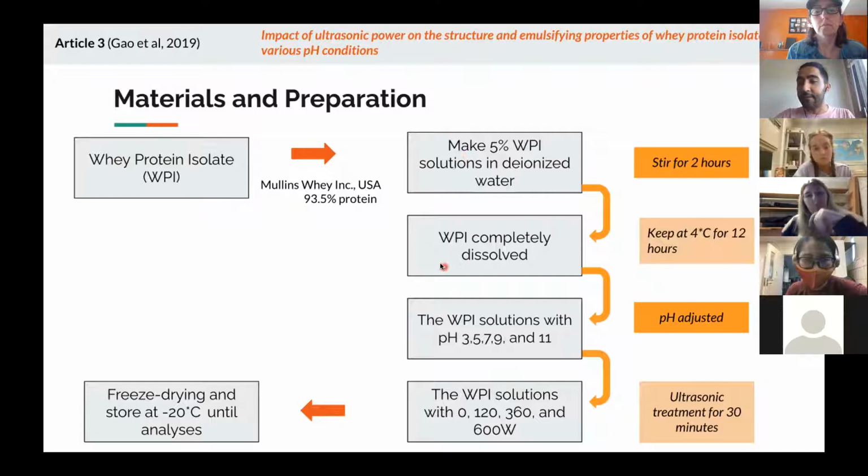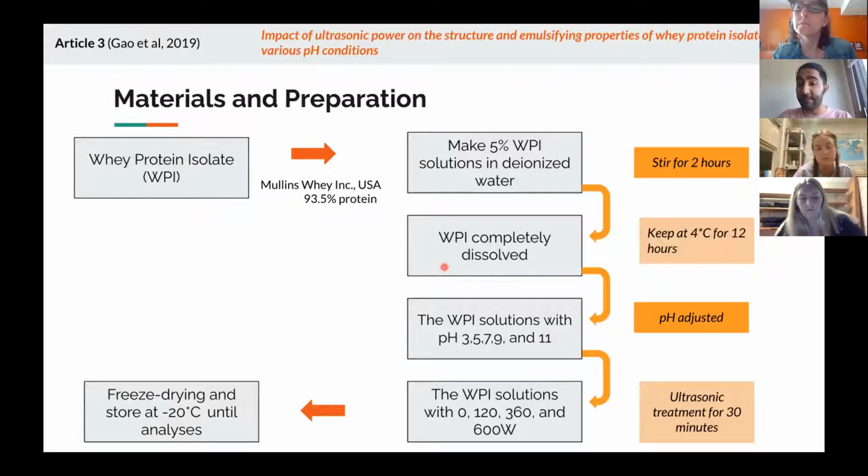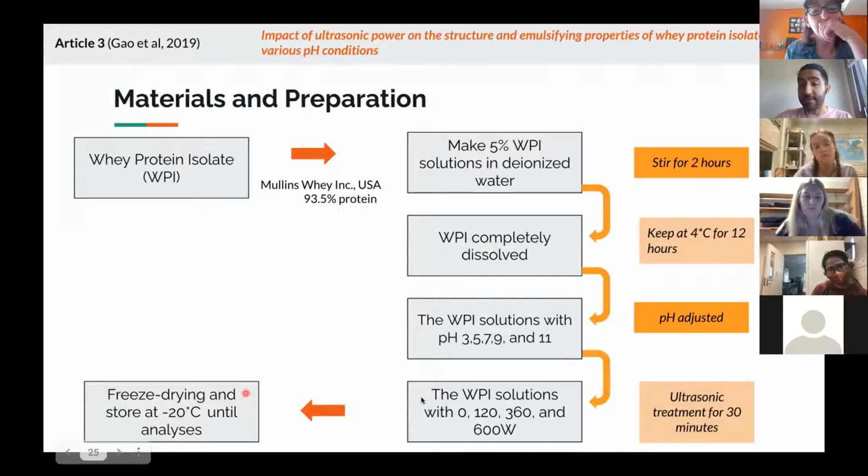Then they stirred for 2 hours until it was completely dissolved. They kept it at 4 Celsius for 12 hours, and then adjusted the pH to 3, 5, 7, 9, and 11. After that, they treated the samples with ultrasonic treatment for 30 minutes at 120, 360, and 600 watts. And finally, they freeze-dried the samples and stored them at -20 Celsius until analysis.